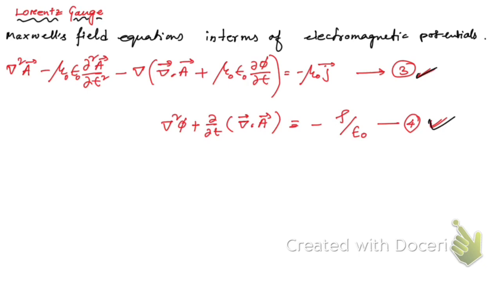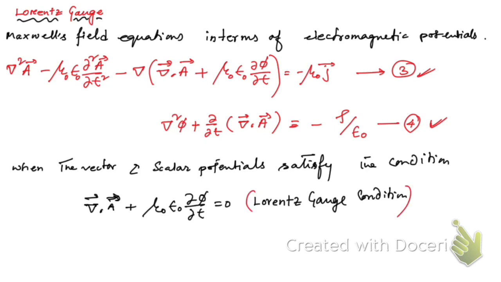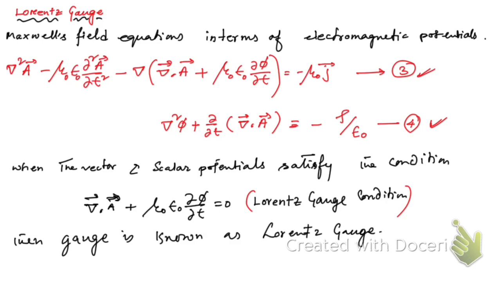We have to apply the Lorentz condition. When the vector and scalar potentials satisfy this condition, which is called the Lorentz gauge condition, then the gauge means the scalar and vector potentials that we have considered. The term I have used to represent those two is gauge. Then it is known as the Lorentz gauge.